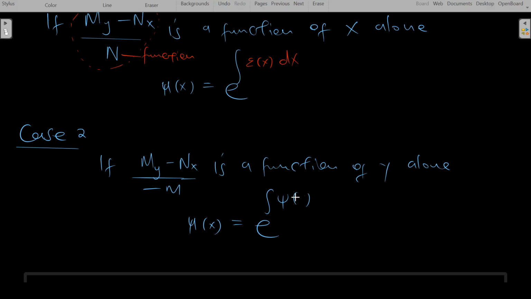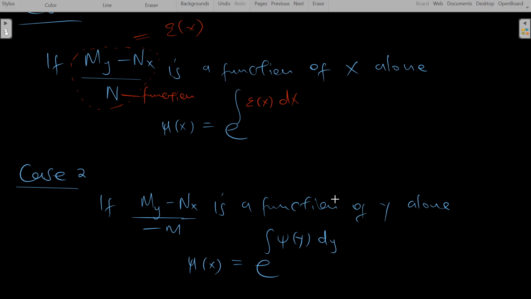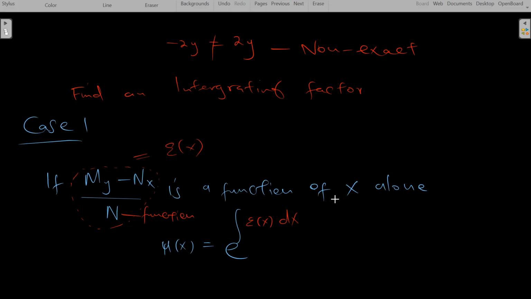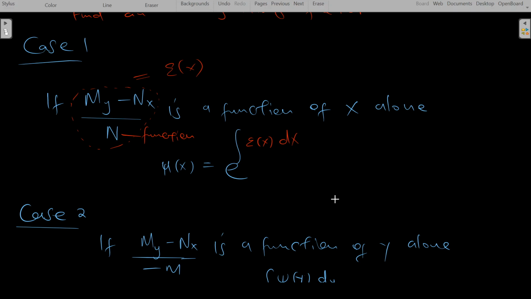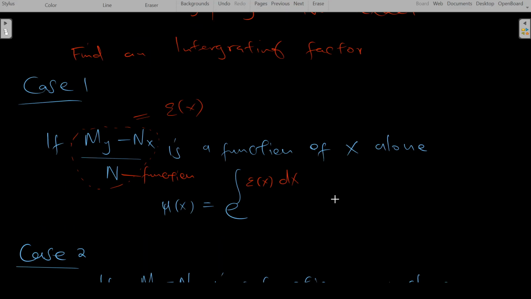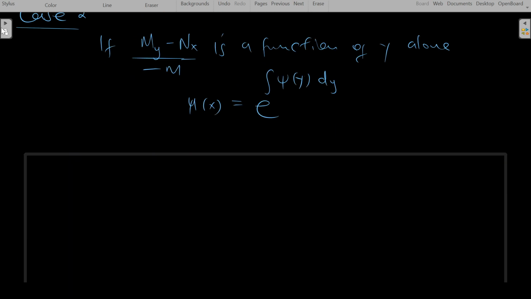Should be psi of y dy. Okay, now for us to solve a non-exact differential equation, we are saying we have two cases. So let's perform case 1. Let's get our M_y minus N_x. So what's my M_y, what's my N_x, and what's my N alone.